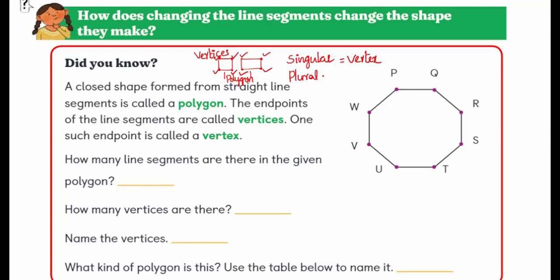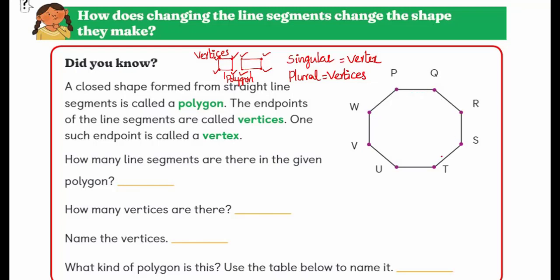Plural form of vertex is vertices. If one such endpoint is called a vertex, if many are there, they are called vertices. See, children, look at this shape. How many line segments are there in the given polygon? Children, is this a polygon? Yes, it is a polygon because it is formed from straight line segments.